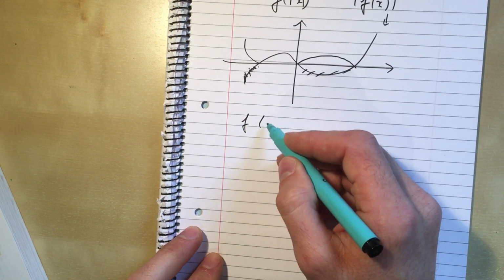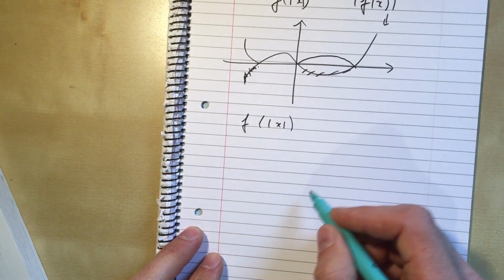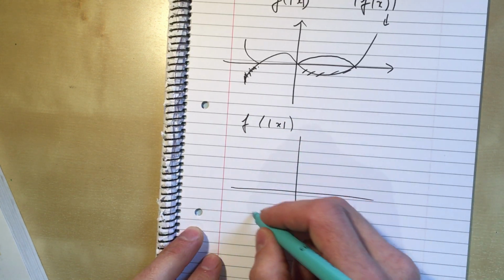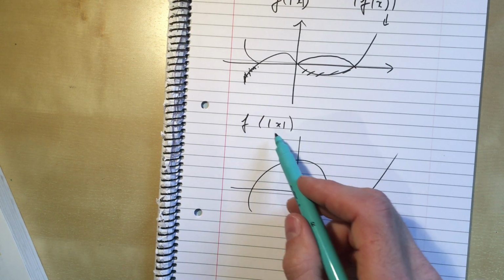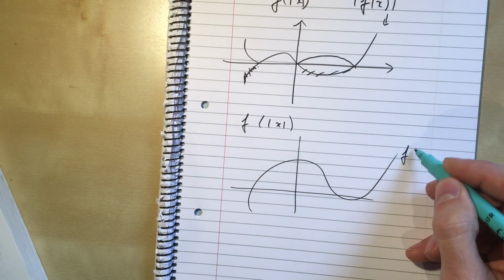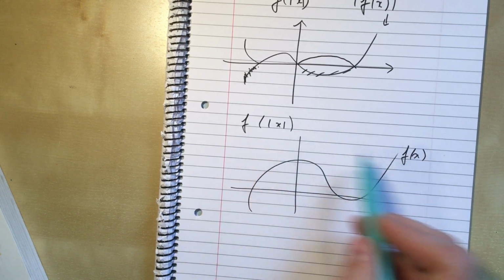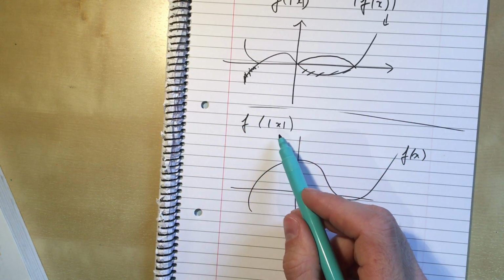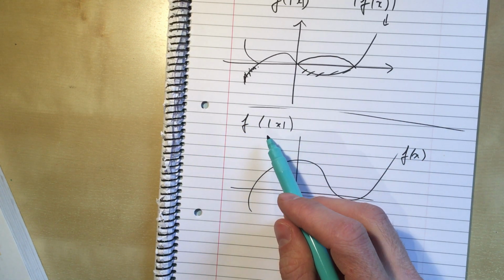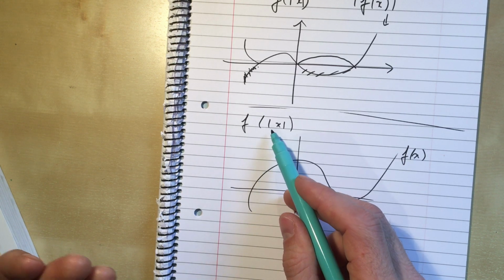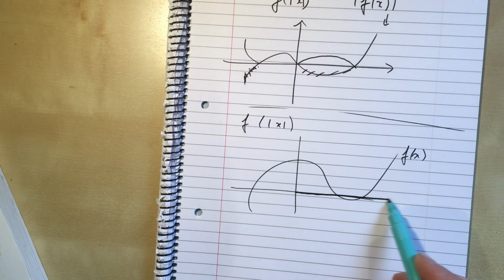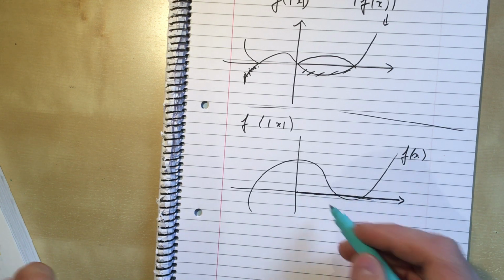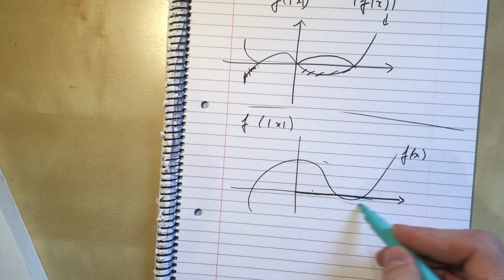What about f of mod of x? Well, let's say we've got a graph here. This is the graph of f of x. How would that change into f of mod of x? Well, that would mean before you put the number into f, take the mod of it. So positive numbers don't change, do they? Mod of 2 is 2, so that's fine. So all of this stuff would look the same.